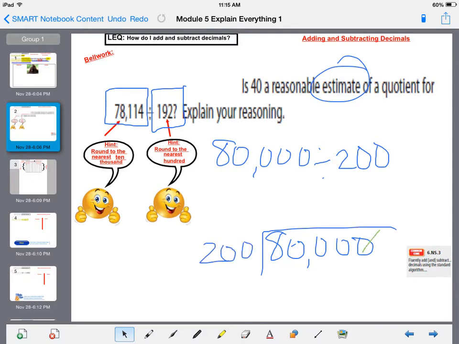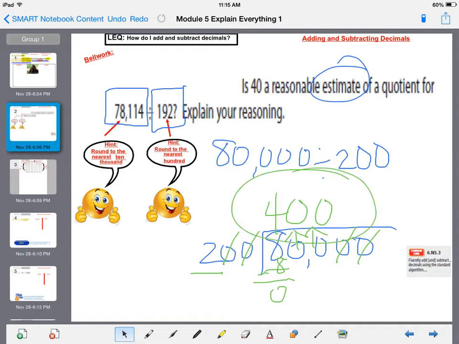We're going to cancel out the 0 from the dividend and the divisor, as many as each one has. We're now left with 2 goes into 8 4 times, because 4 times 2 is 8. And I have 2 zeros that I need to bring up. So my quotient is actually about 400, which is 10 times bigger than 40. So no, this is not a reasonable estimate.